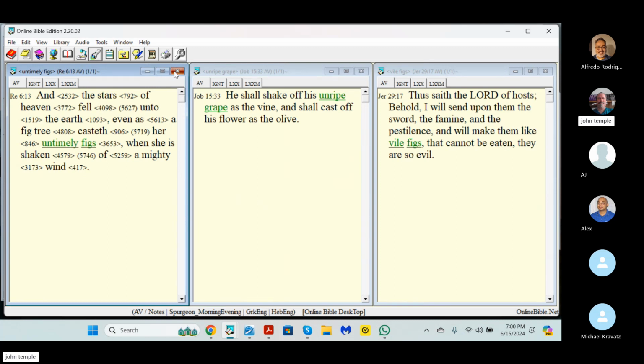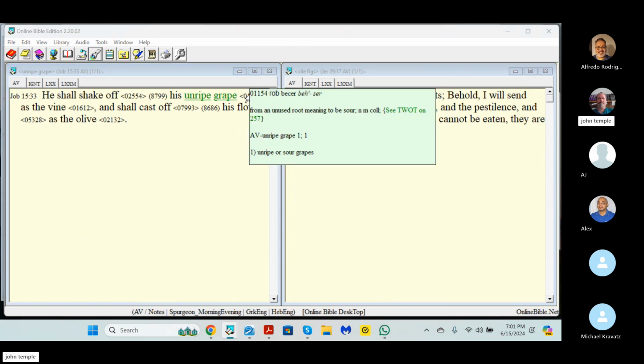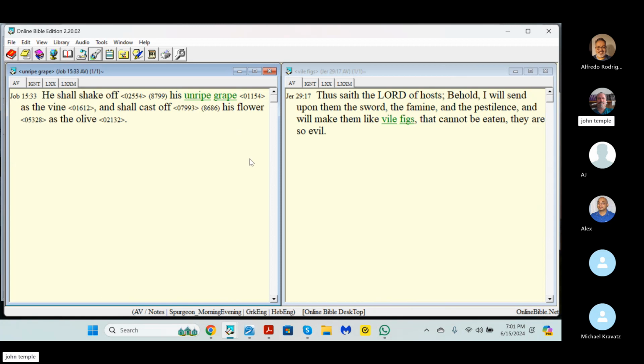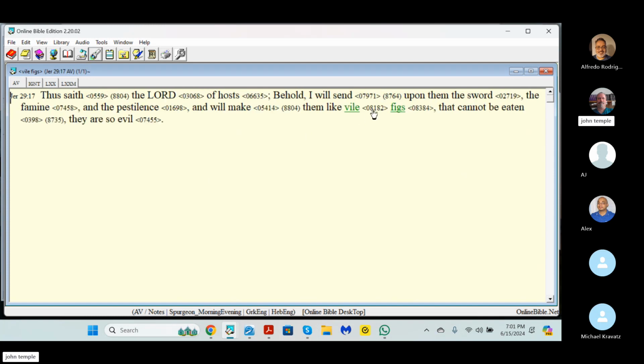And then this unripe grape in Job 15:33, he shall shake off his unripe grape as the vine, and shall cast off his flower as the olive. And Beser is the unripe grape, sour grapes. And Jeremiah 29:17, thus saith the Lord of hosts, behold, I will send upon them the sword, the famine, and the pestilence, and will make them like vile figs that cannot be eaten. They are so vile. So these are the vile figs.